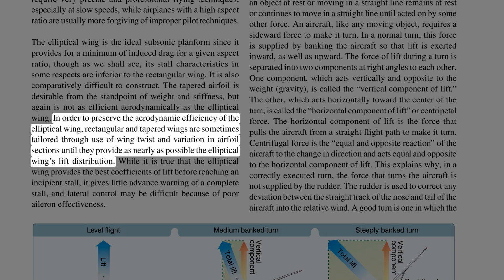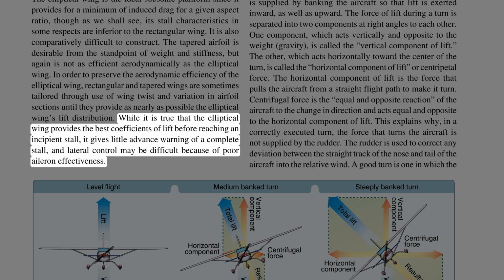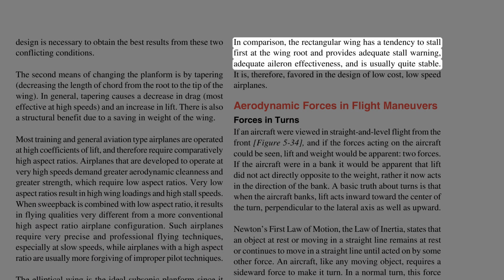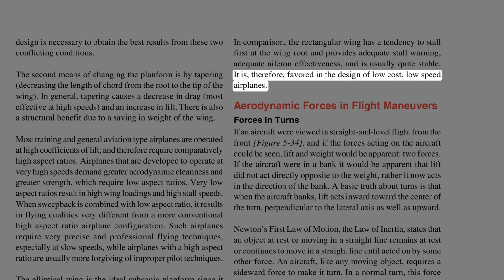until they provide as nearly as possible the elliptical wing's lift distribution. While it is true that the elliptical wing provides the best coefficients of lift before reaching an incipient stall, it gives little advance warning of a complete stall, and lateral control may be difficult because of poor aileron effectiveness. In comparison, the rectangular wing has a tendency to stall first at the wing root and provides adequate stall warning, adequate aileron effectiveness, and is usually quite stable. It is, therefore, favored in the design of low-cost, low-speed airplanes.